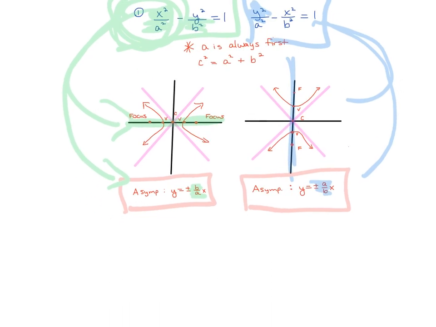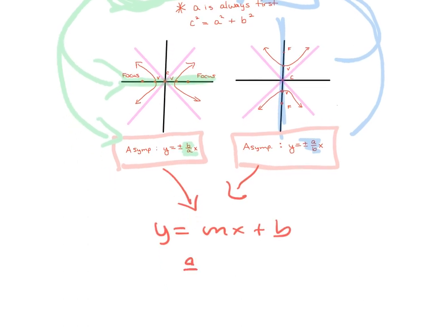Think about these two asymptote equations as equations that are in y equals mx plus b form. In this, a over b plus or minus, or b over a, that's going to be the slope of the line. So we're going to be graphing the pink lines, and those are going to be our asymptotes. When we go to create our graph of our hyperbola, we're going to calculate the focus point, the vertices, and then we're also going to be graphing the asymptotes.